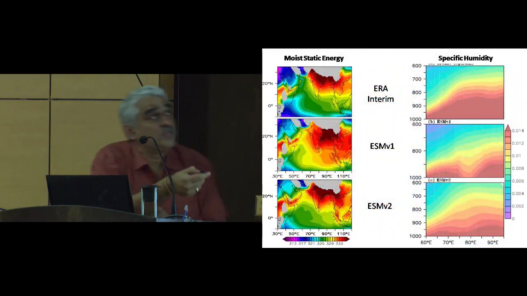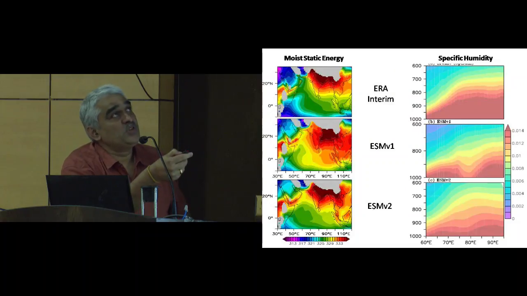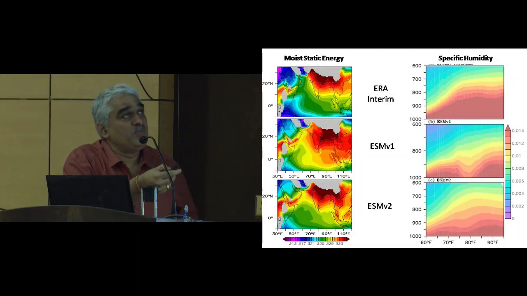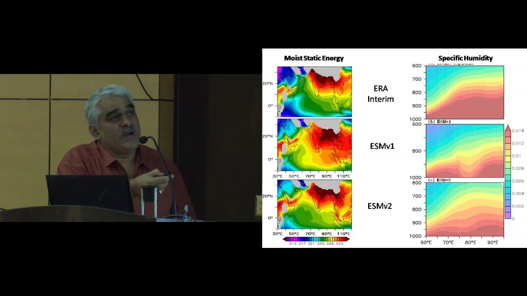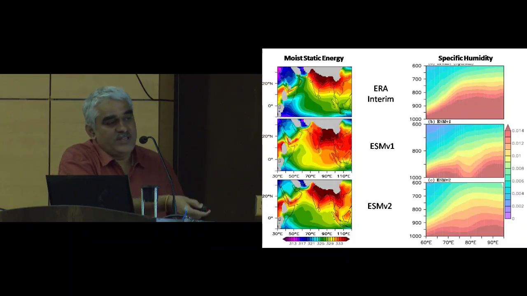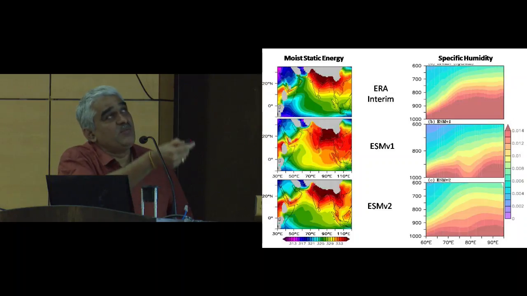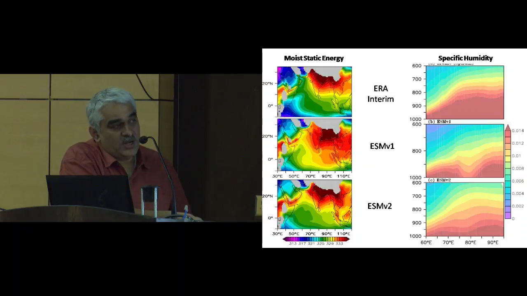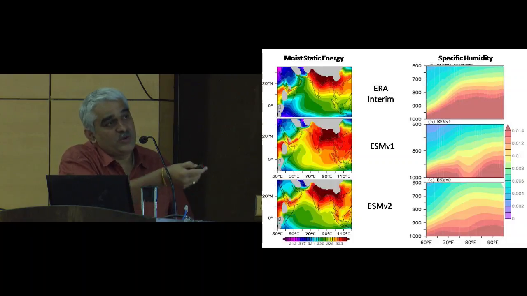So one of the reasons for the improvement in the monsoon, as I said, is that the cross-equatorial flow has improved because of the changes in the surface pressure patterns and also in the geopotential heights. But more interestingly, we also find that yesterday Annamalai was talking about this moist static energy. So when we look at the moist static energy field from the ERA interim, the ESM V1 and the ESM V2, you can see that higher moist static energy extends even into the Indian land region, and the gradients in the moist static energy are much more prominent in this model as compared to the ESM V1.